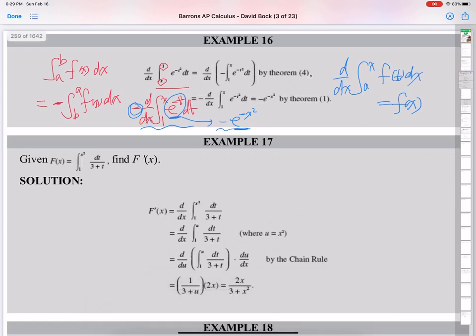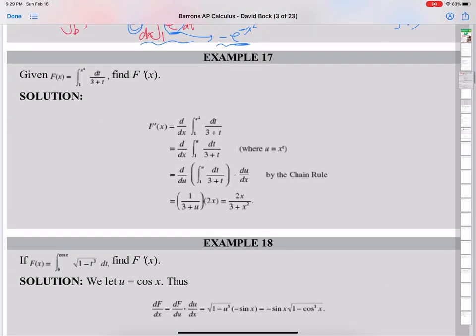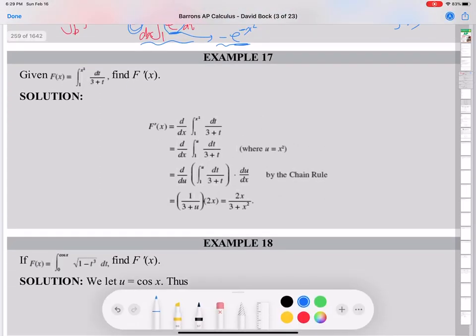Okay, let's go to number 17. Example 17. All right, f prime of x. We have to find f prime of x. That means this is large F of x. So we have to find d over dx of the integral from 1 to x squared of 1 over 3 plus t dt. Prime means derivative. Large F of x is the integral of that function, and then large F prime is that integral function's derivative. So I rewrite it like this.